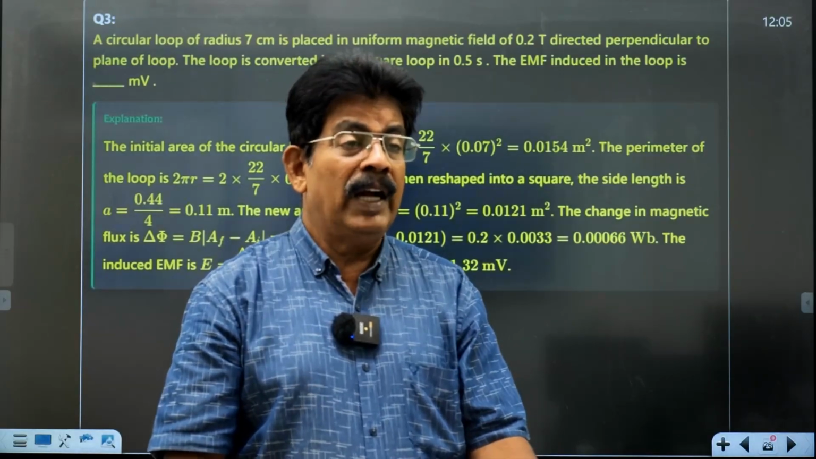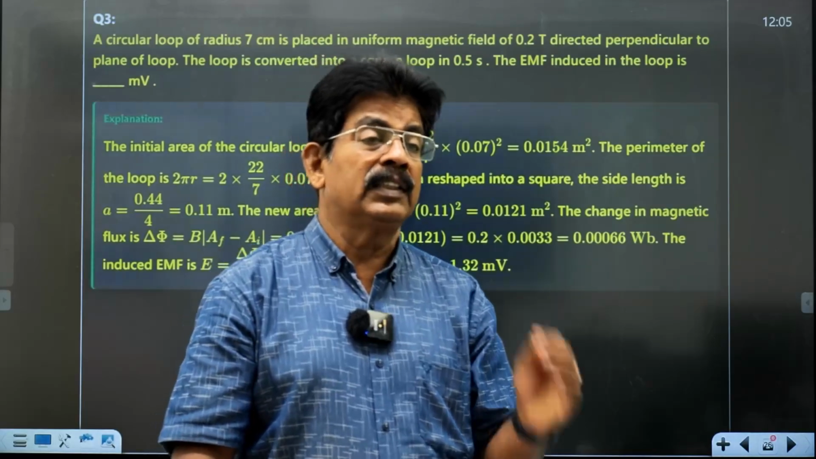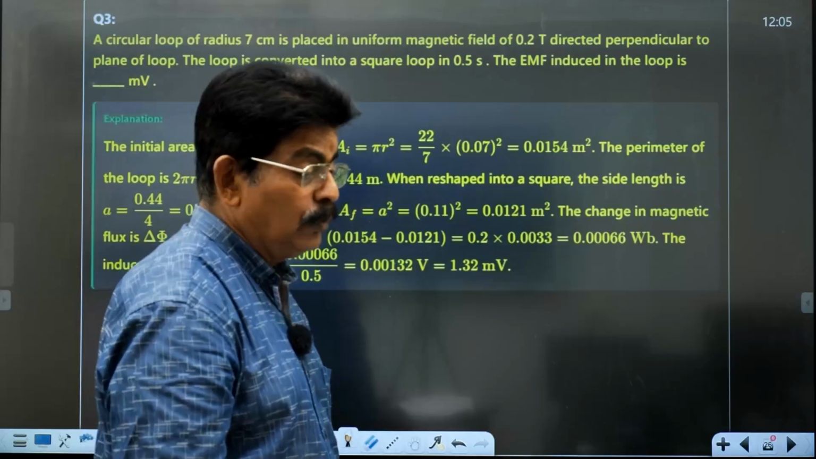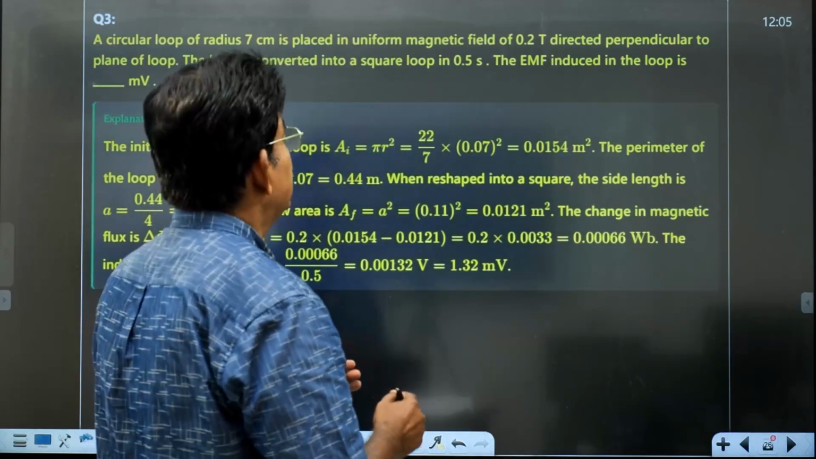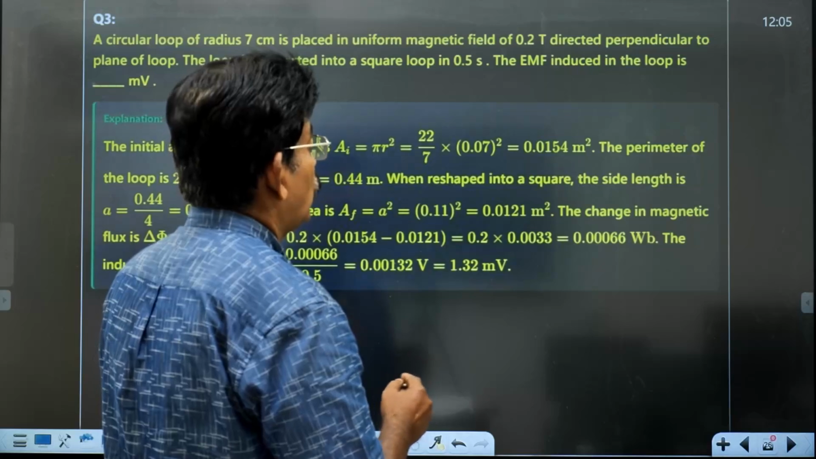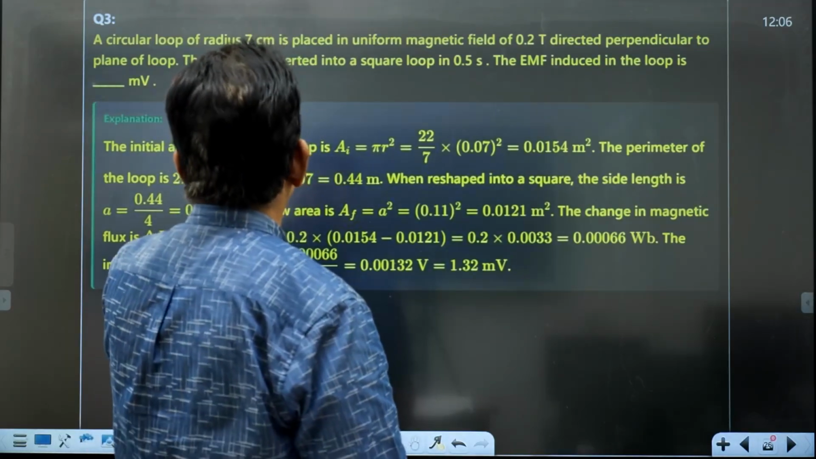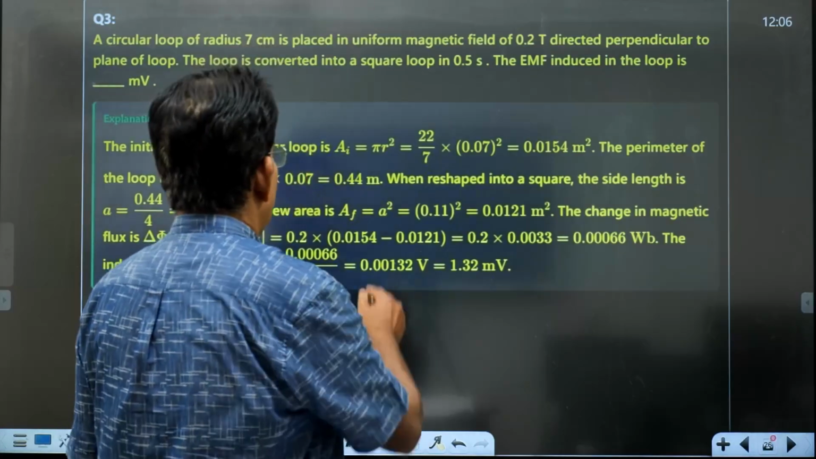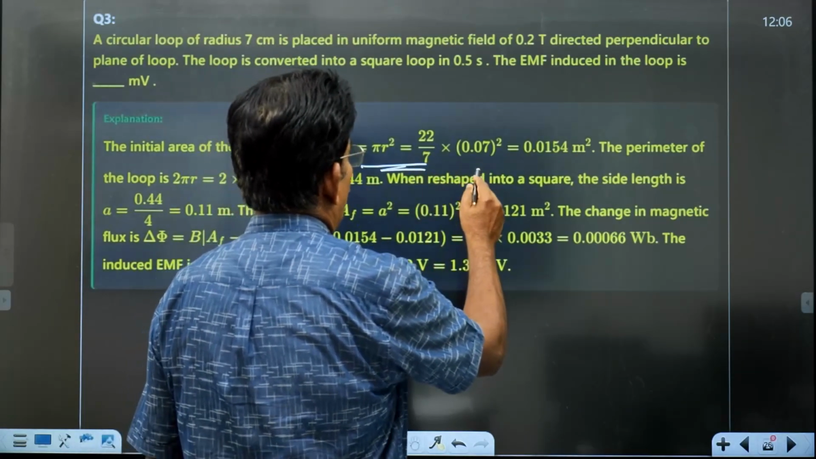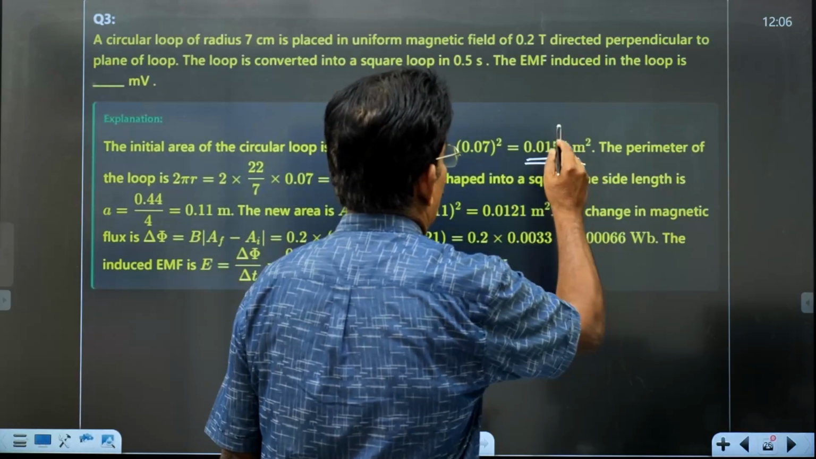Flux may change if either B changes, or A changes, or orientation changes. Here area is changing. What is the reason for area change? The reason for area change is that it changes from a circular loop to a square loop. Now radius is given to be how much? 7 centimeter means 0.07. The initial area is given by pi r square, 22 by 7 into 0.07 squared. That comes to be, when you work it out, 0.0154 meter square.